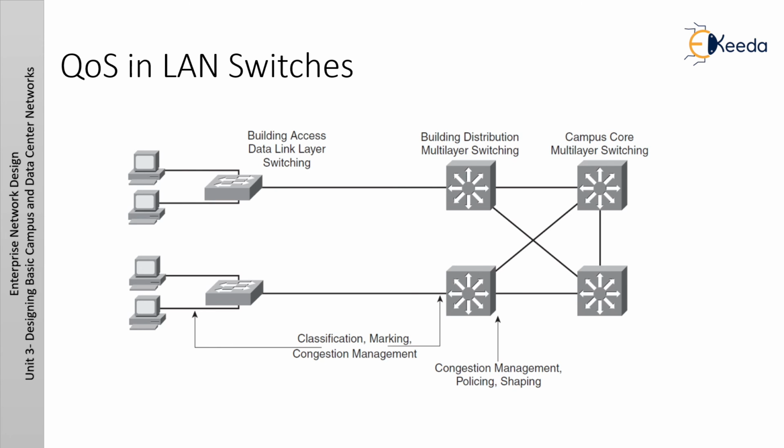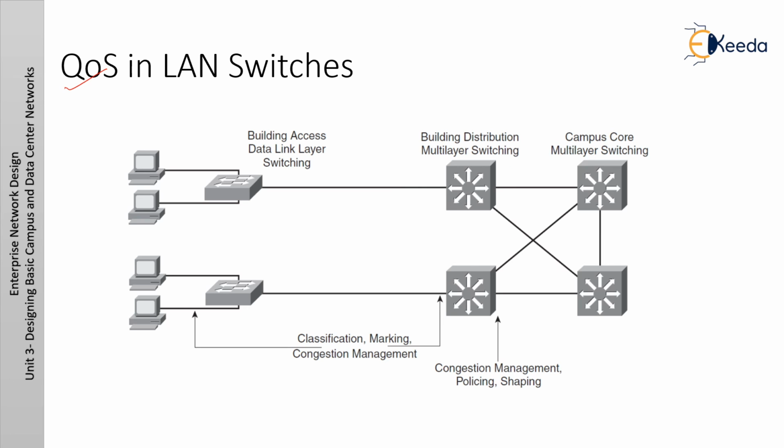Now come to quality of services in LAN switches. When configuring quality of services features, classify the specific network traffic, prioritize and mark it according to its relative importance, and use congestion management and policing and shaping techniques to provide preferential treatment. Implementing quality of services in the network makes network performance more predictable and bandwidth use more efficient.